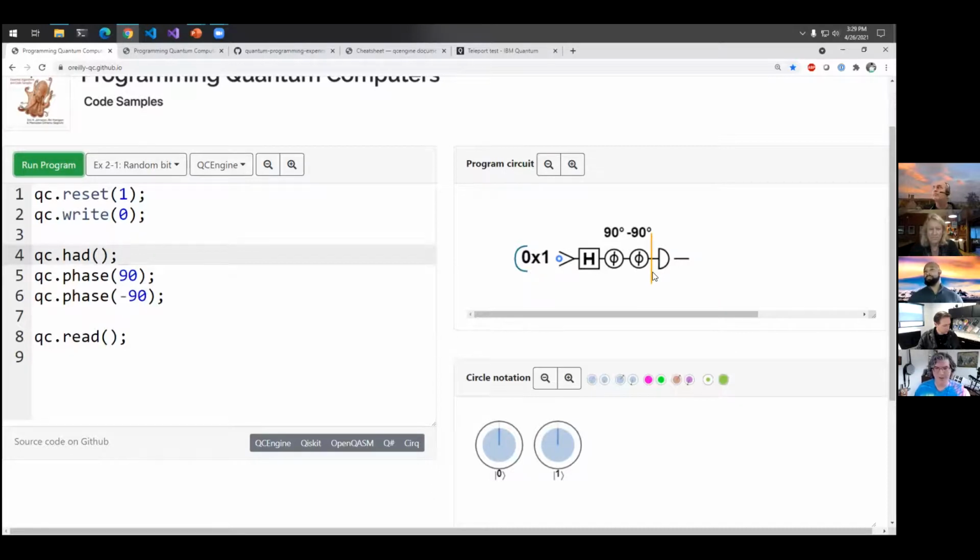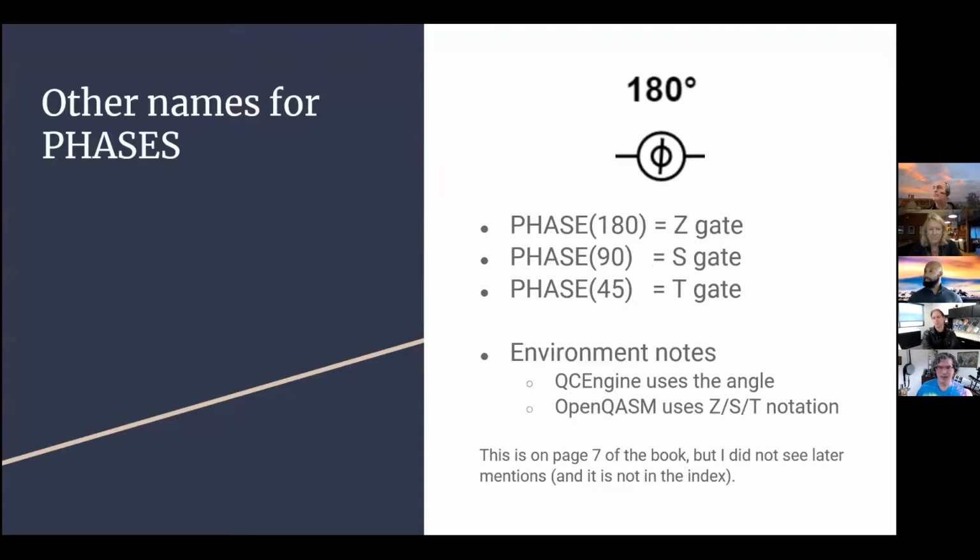One thing that is in the book, but is kind of skipped over, is that there are other names for common phases. In the book on page 7, there's actually a chart that says this, but I didn't pay a lot of attention to that chart because it didn't mean anything to me when I was on page 7. And then later on, I was in a different environment and I'm like, what's an S? I don't know what an S gate is. And if you look in the index, there's no S gate listed in the index of the book. So it was a little frustrating. But on page 7, it notes that a phase 180 is also referred to as a Z gate, 90 is referred to as an S gate, and 45 is called a T gate.